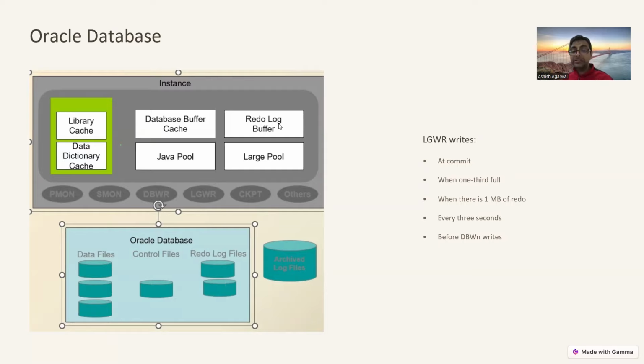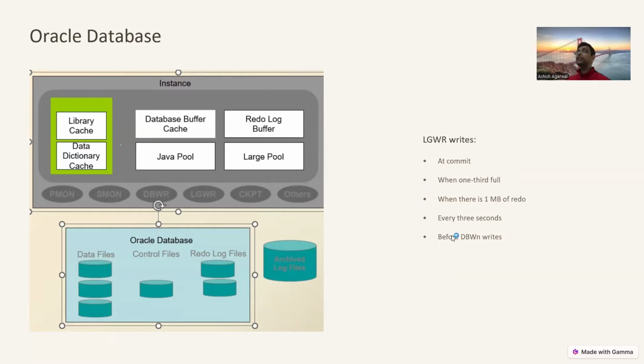Now the log writer process writes from redo log buffer to redo log file under these conditions. Whenever commit happens at the database level, the data from redo log buffer will get written to redo log file. Or when redo log buffer is one third full. So suppose the size of redo log buffer defined at the database level is 100 MB. When it is 33 MB full, it will be written to redo log files. Or when there is 1 MB of redo in this redo log buffer, it will be written. Or every 3 seconds, data from redo log buffer gets flushed out to redo log files.